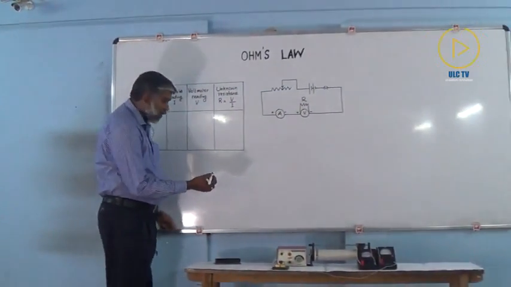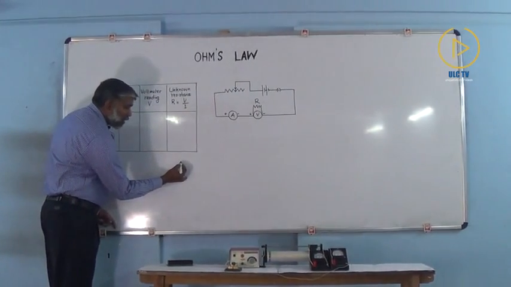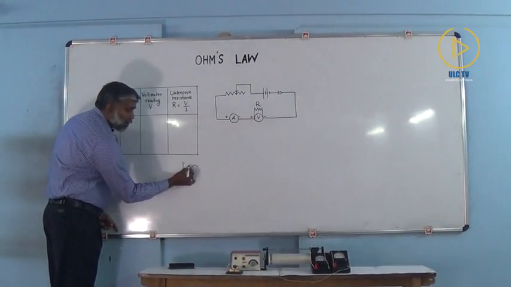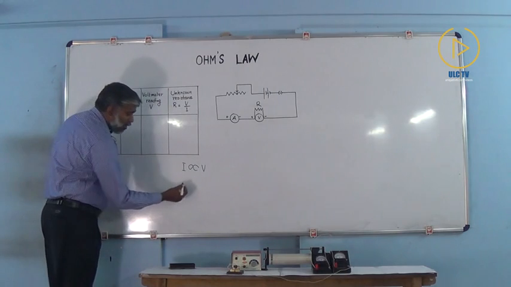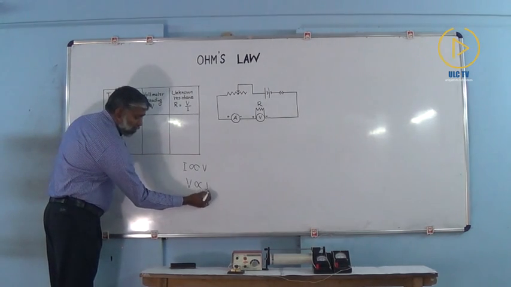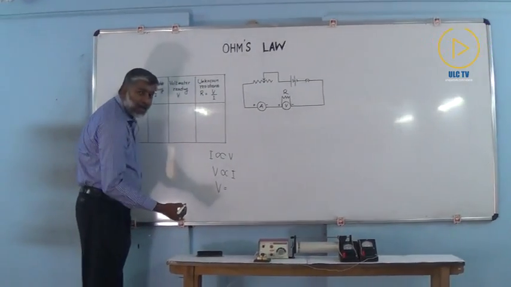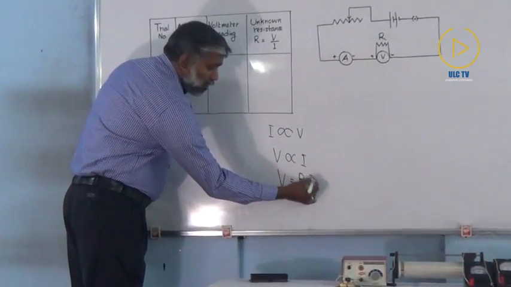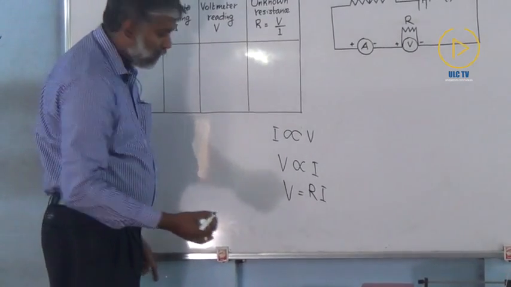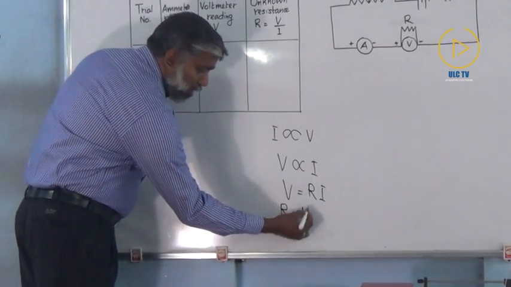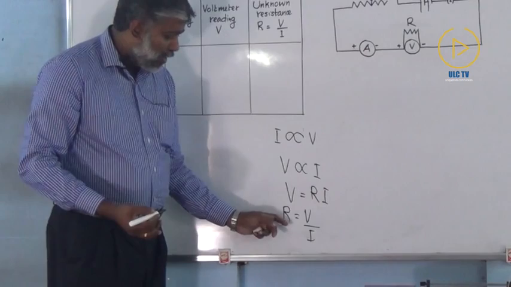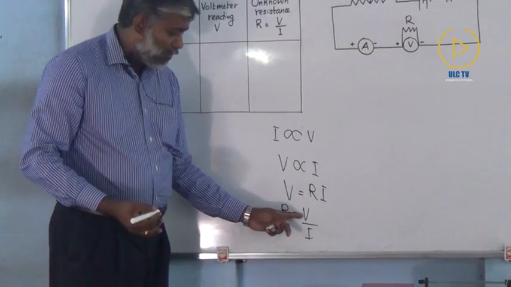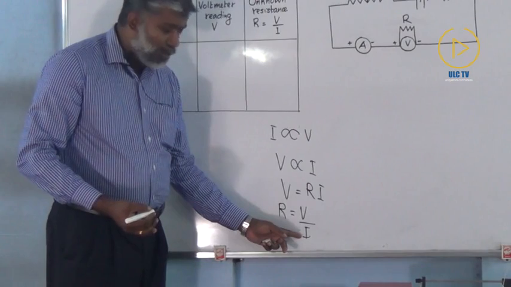So let us first see this. According to Ohm's law, at a constant temperature, current through a conductor is directly proportional to the PD between its ends. So I proportional to V or V proportional to I. So V is equal to a constant R into I. This R is called resistance of the wire. So R is equal to V by I. So using this, we are going to calculate the resistance of this wire. Resistance of the wire is equal to potential difference applied divided by current through the conductor.